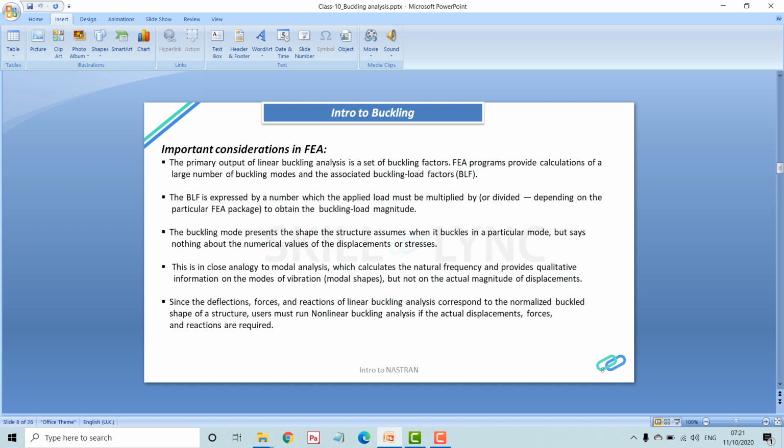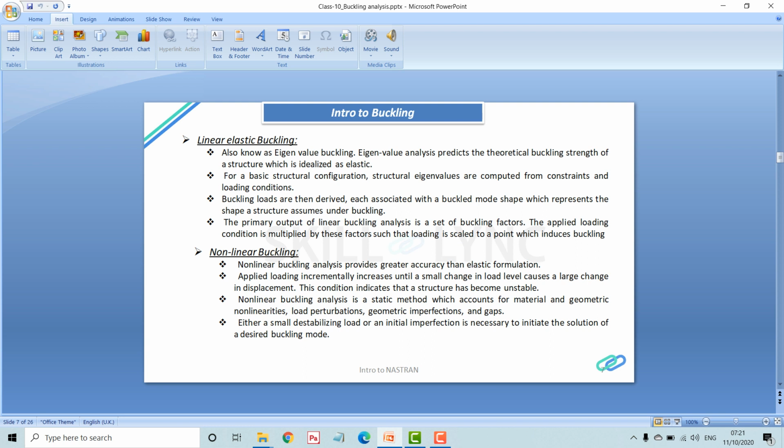So going back to the linear elastic and non-linear elastic buckling. Linear elastic buckling is, as we saw in the couple of examples, the column and the plate. Those are nothing but linear elastic buckling, which is eigenvalue buckling. It predicts the theoretical buckling strength of your structure, and buckling loads are then derived for each buckled mode of the structure, and the primary output from the buckling analysis in a set of tools is the buckling factors.